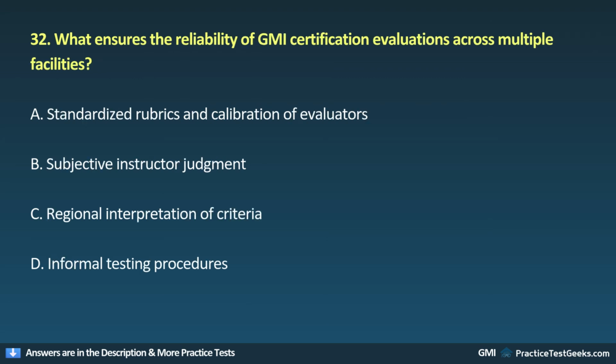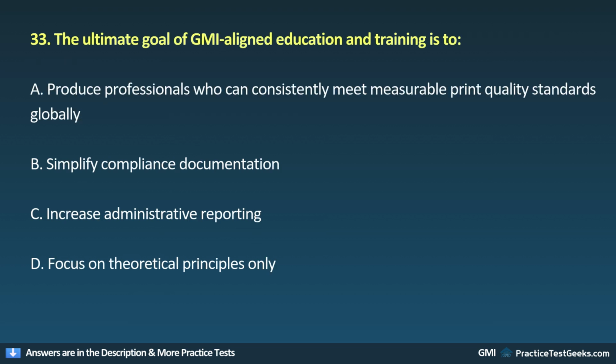32. What ensures the reliability of GMI certification evaluations across multiple facilities? A. Standardized rubrics and calibration of evaluators. B. Subjective instructor judgment. C. Regional interpretation of criteria. D. Informal testing procedures.